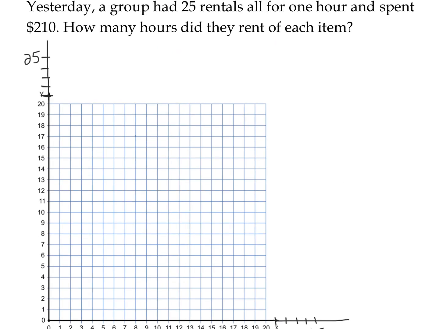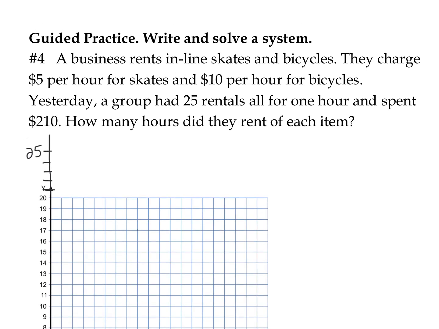Here in this problem, we're going to have a business that rents inline skates and bicycles. They charge $5 per hour for skates and $10 per hour for bicycles. Yesterday, a group came in, they had 25 total rentals, each of them for an hour, and spent $210. We want to write a system of equations here with that information and use that to find out how many hours they rented inline skates and how many hours they rented of bicycles.